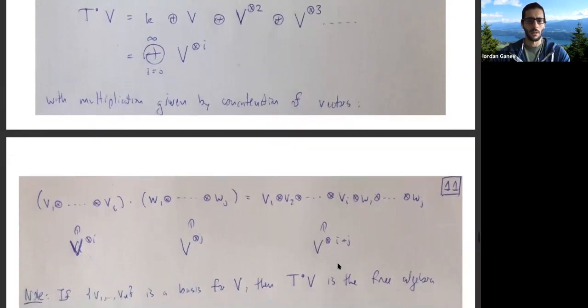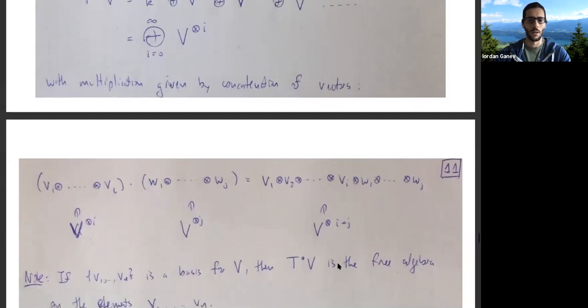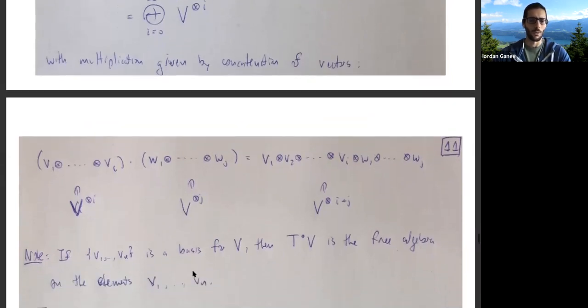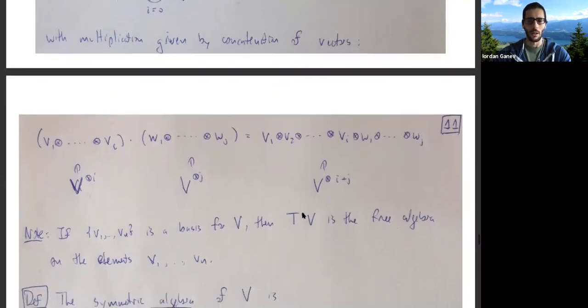So this is a free construction. This is a free algebra on V. If we pick a basis for V, then we can write the tensor algebra more explicitly as the free non-commutative algebra on these elements. And this dot here is to indicate that it's a graded algebra. Okay, so that's a tensor algebra.